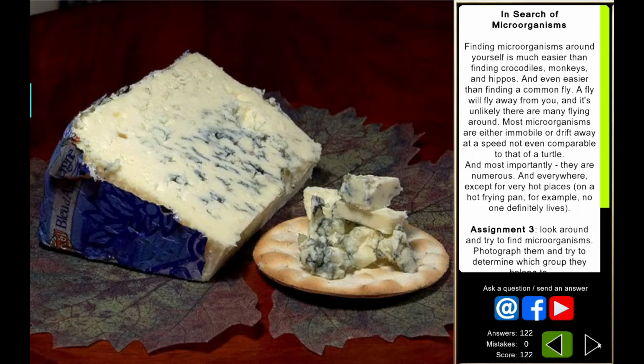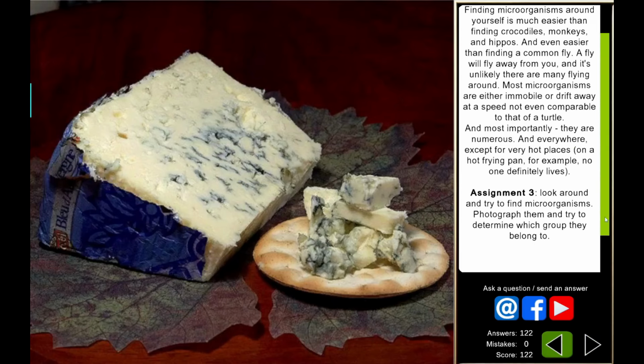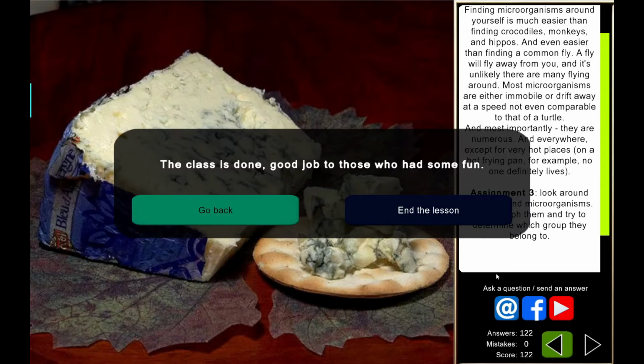The third assignment is to find and photograph microorganisms around you, or at least traces of their activity. I'd be much happier if you get off the couch, do this, and send in your photos. We could even create a little exhibition of the tiny critters you can find at home.